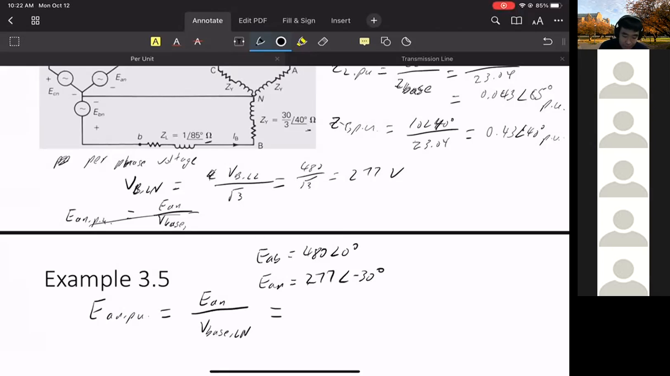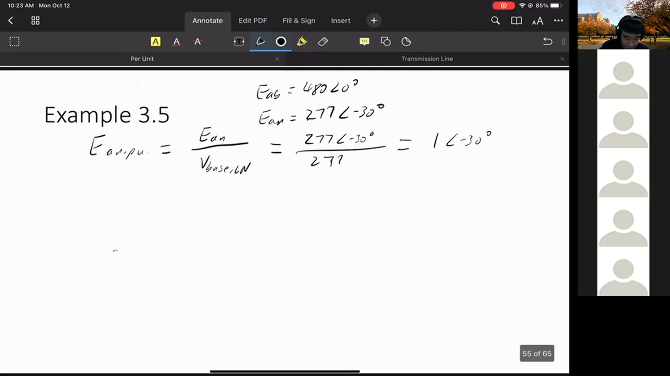The angle changes when we convert line to line to per phase. If the line to line is angle 0, the per phase voltage is minus 30. So this is 277 angle minus 30 divided by my base units, which is 1 angle minus 30 per unit. If we draw the single phase circuit, what we have is a generator. So this is the single phase, or per phase, circuit.